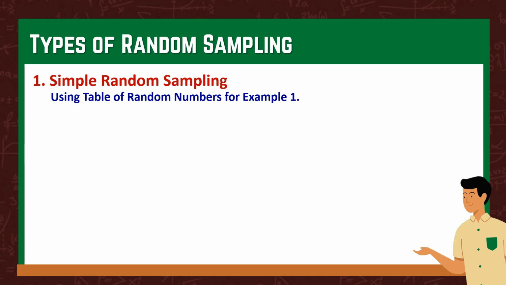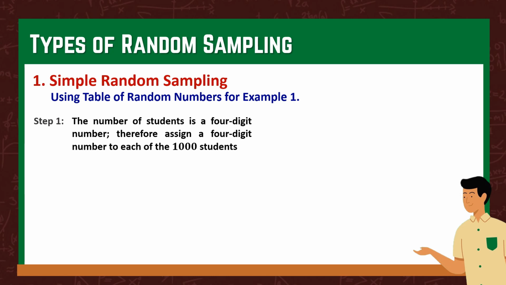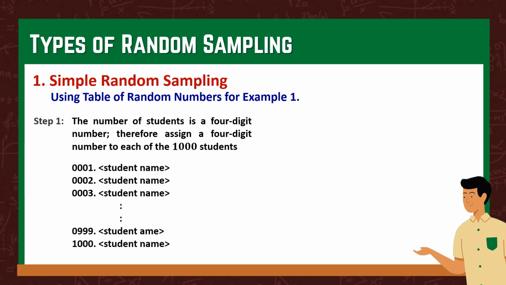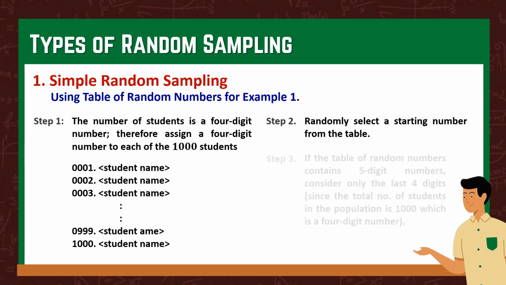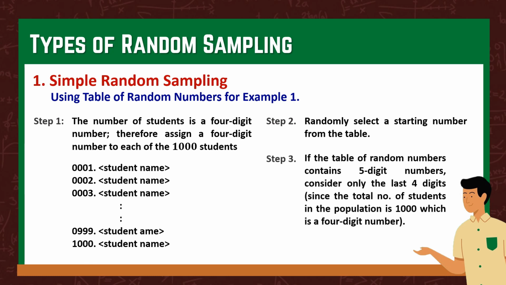Subukan naman natin ang table of random numbers for example number 1. Step 1. The number of students is a 4-digit number, therefore assign a 4-digit number to each of the 1,000 students, katulad nito. Step 2. Randomly select a starting number from the table. And step 3. If the table of random numbers contains 5-digit numbers, consider only the last 4 digits since the total number of students in the population is 1,000, which is a 4-digit number.